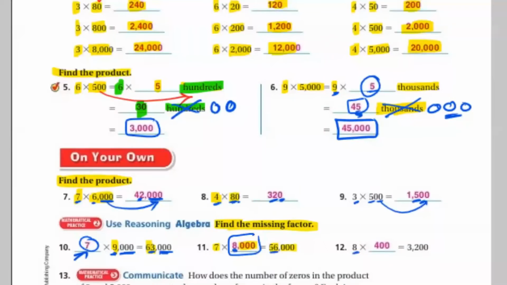After that, 8 multiplied by what equals 3,200? Firstly, we have 2 zeros, right? So put the 2 zeros here, and 8 multiplied by 4 equals what? Equals 32. So that's our answer, 3,200, and our answer here is 400.